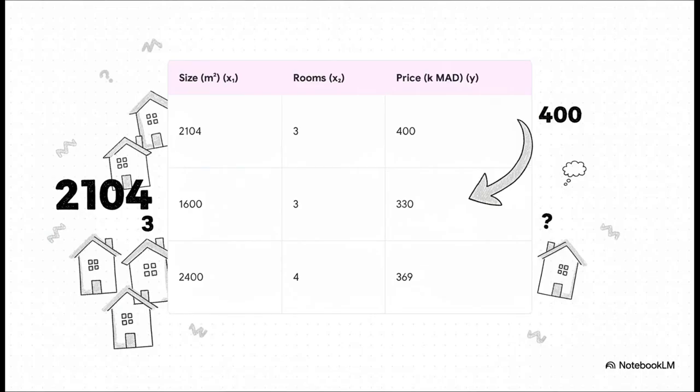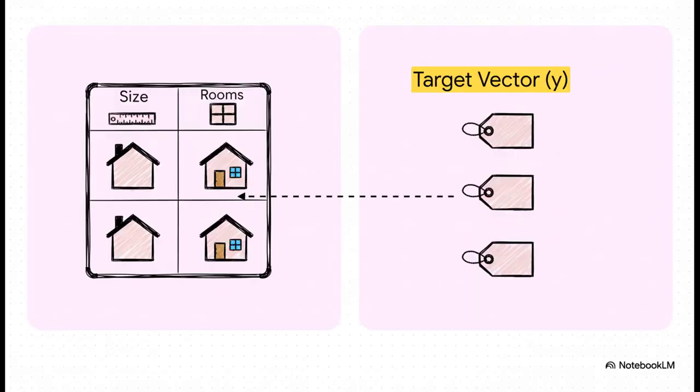Let's make this a little more concrete. Say we want to predict house prices. Our features, our X values, would be things like the size of the house in square meters and the number of rooms. The label, our Y value, is the one thing we're trying to predict, the price. We feed the machine hundreds or thousands of these examples so it can start to see the pattern, the relationship between them.